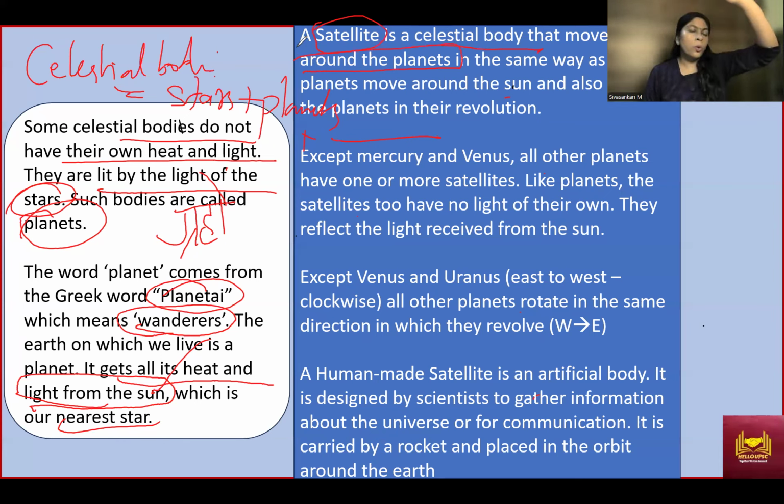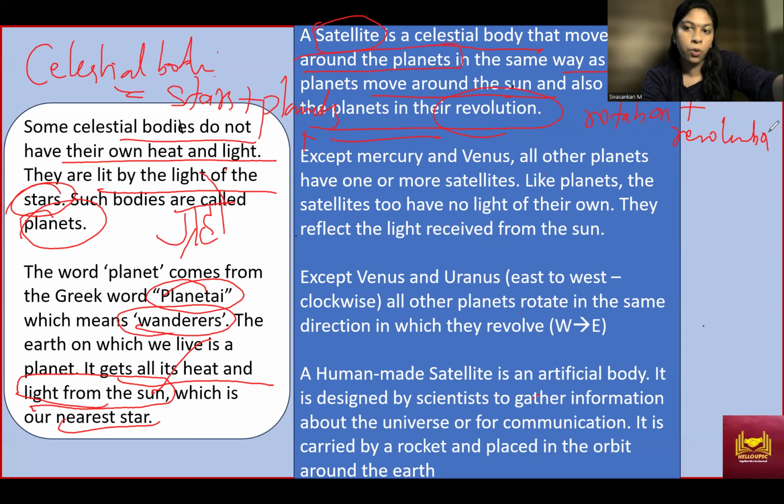Like how a planet goes around the sun, a satellite goes around the planet the same way, and also follows the planet in its revolution. So there is a word called revolution. Revolution means that the planet, for example Earth, will revolve around the sun. That is called revolution. While it is going around the sun, it will also rotate on its own. So there are two terms we will come across: rotation plus revolution, you have to know.